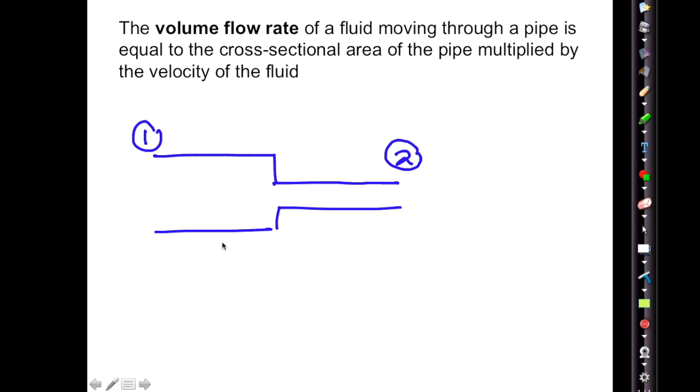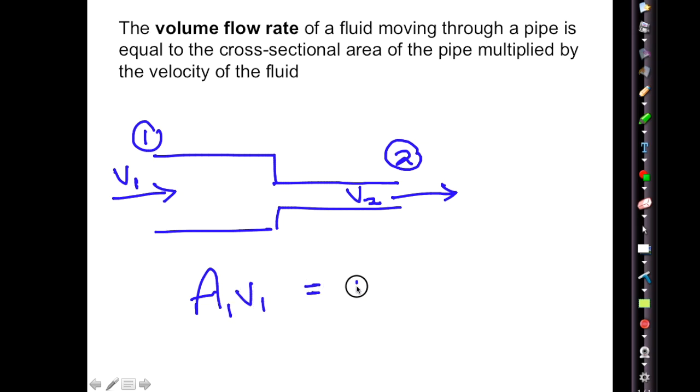The law of conservation of mass once again tells us that the amount of fluid that enters at position 1 with a velocity v1 would have to be equal to the amount of fluid that exits at position 2 with a velocity v2. In terms of volume flow rates, this would mean that the cross-sectional area at point 1 times the velocity at point 1 would have to be equal to the cross-sectional area at point 2 times the velocity at point 2.